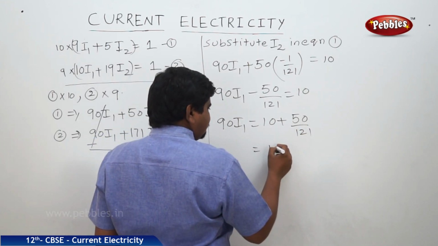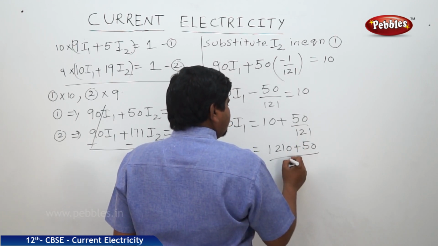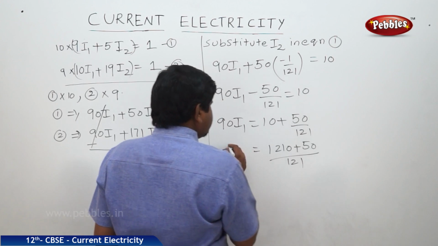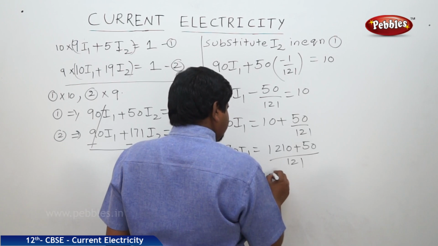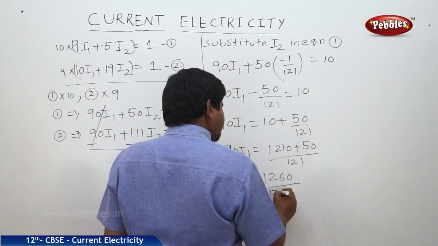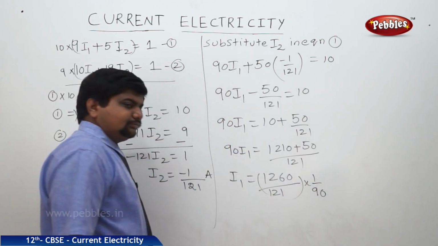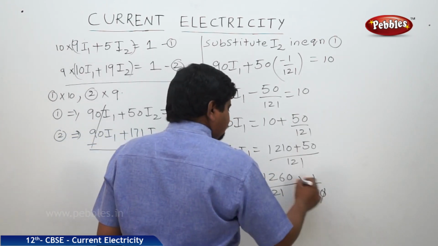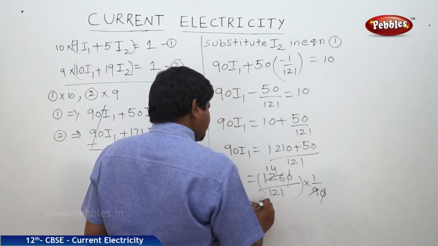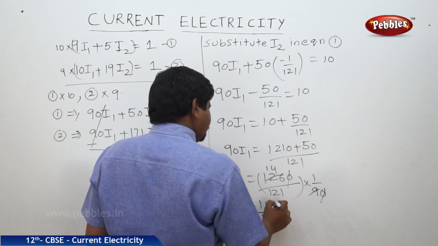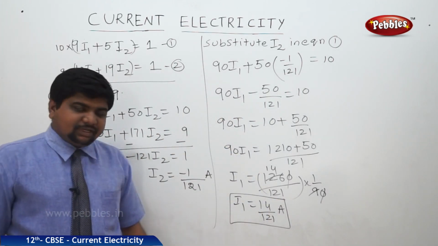The whole sum is 1260 by 121. 10 plus 50 by 121 is equal to 90I1. Therefore, I1 is equal to 1260 by 121 into 1 by 90. So this 0 gets cancelled. This is 14. Therefore, I1 is equal to 14 by 121 amperes. So we got I2 and I1 values.